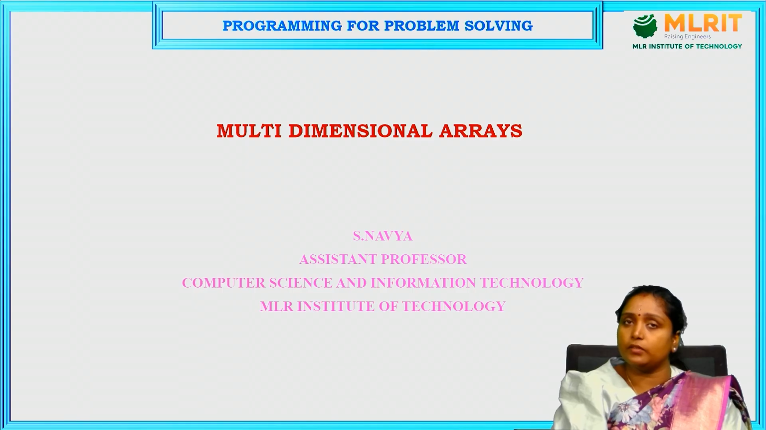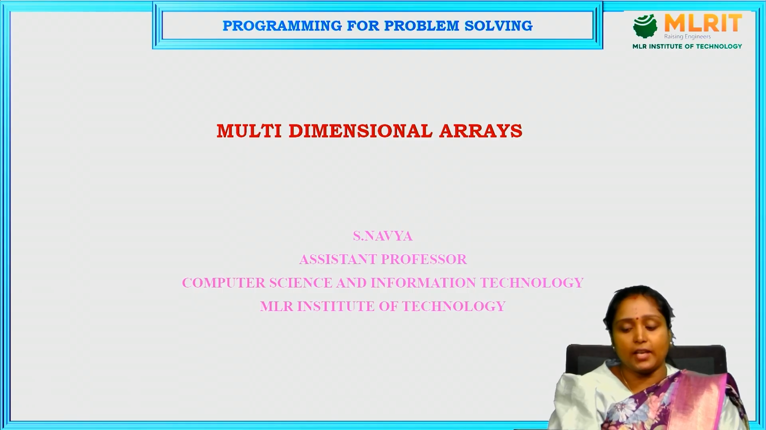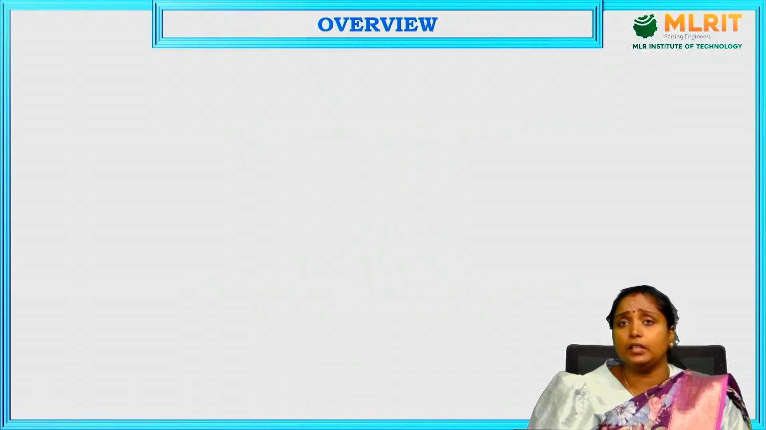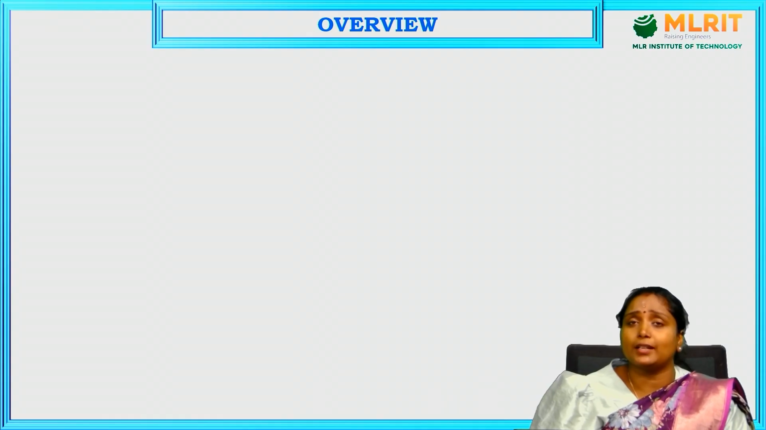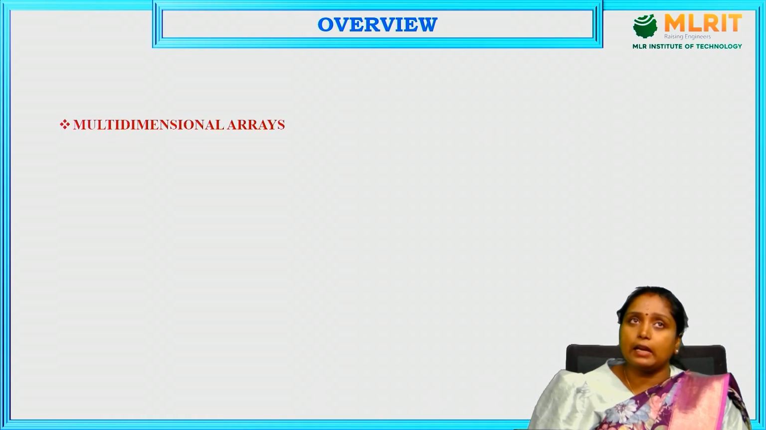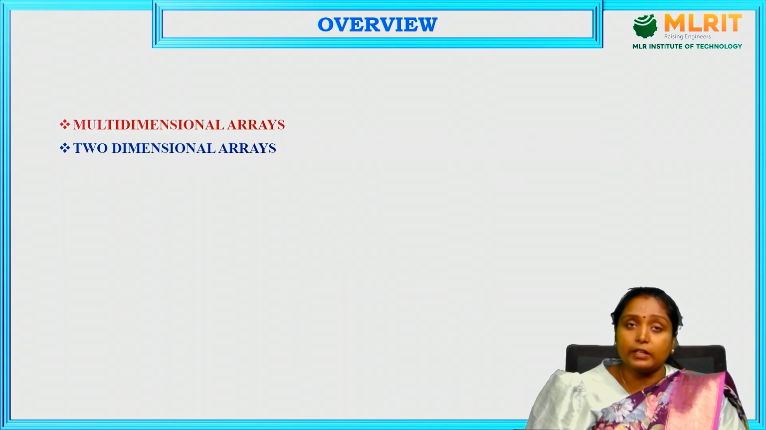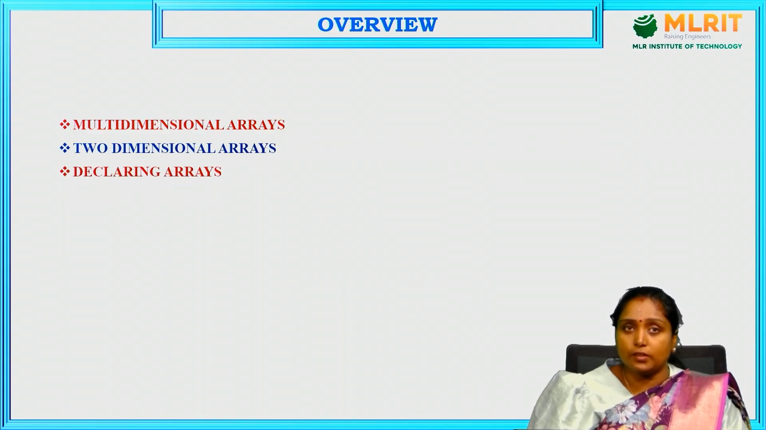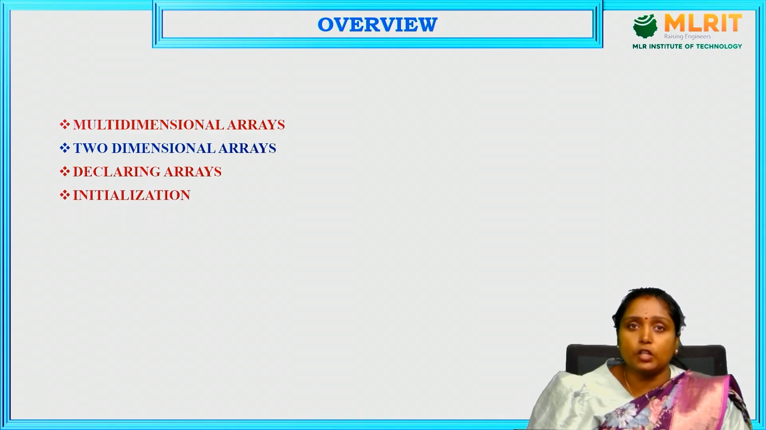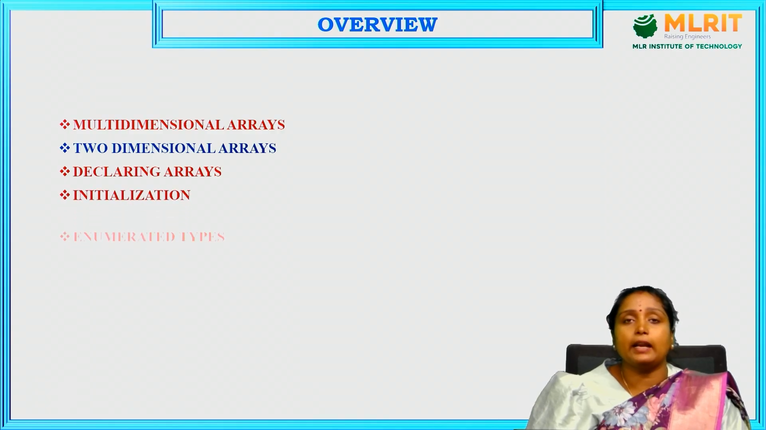In today's session, we are going to see multi-dimensional arrays. In the previous session, we have seen what is an array and what are the types of arrays, and in that we have seen single dimensional arrays. In today's session, we are going to see multiple dimensional arrays, specifically two-dimensional arrays, how to declare 2D arrays, initialization, and enumerated types.